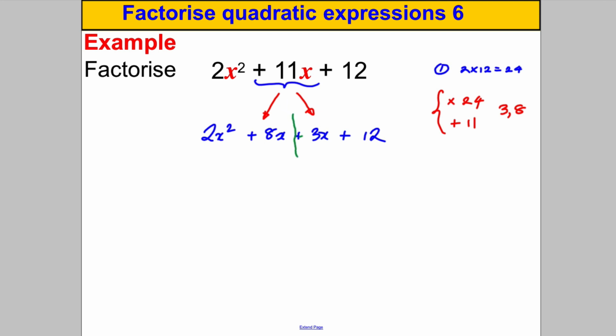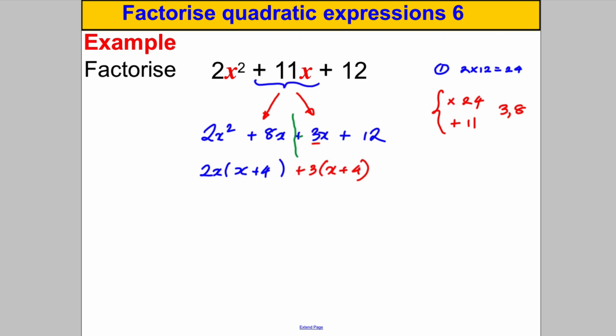What we're going to do is factorise this bit separately and factorise this bit separately. So, a common factor of 2 and 8 is 2. A common factor of x squared and x is x. I can factorise out 2x and I get in brackets here x add 4. Let's do the same on this side. The only common factor here is 3. So 3 goes into 3x and 3 goes into 12. So factorise out a positive 3 and I'd get x add 4.